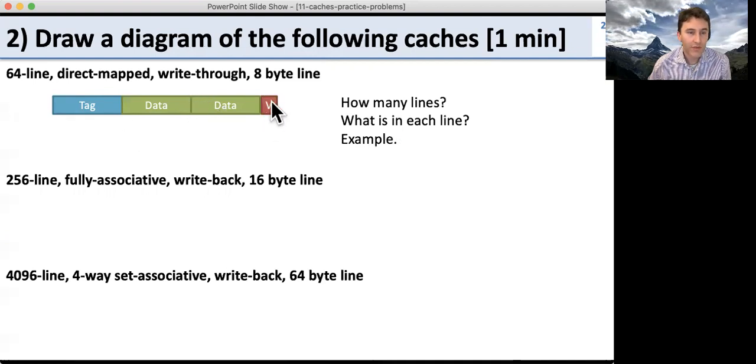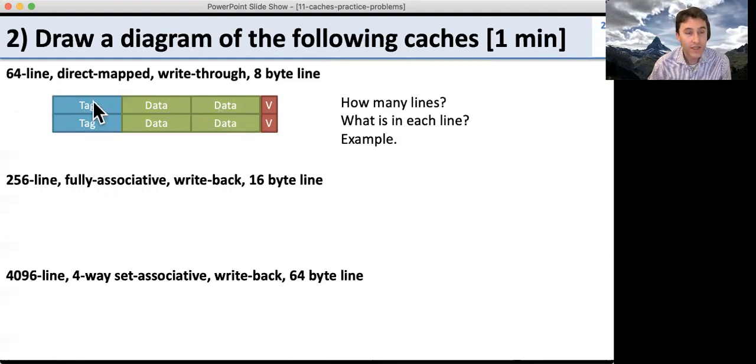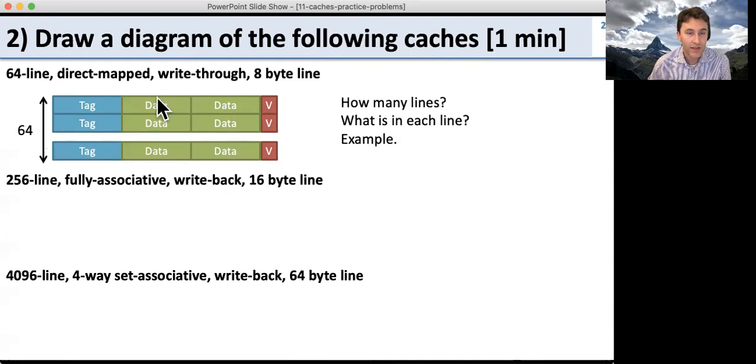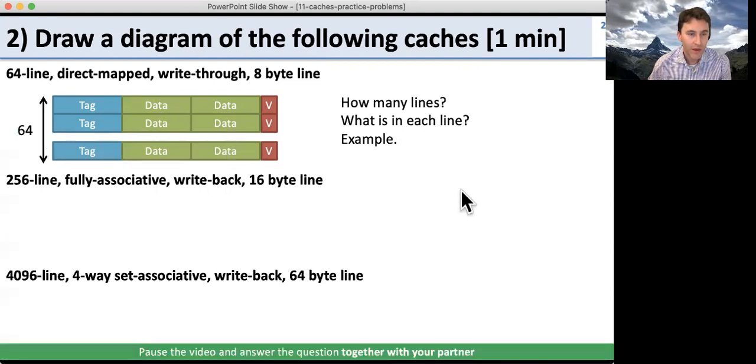We're also going to have a valid bit. The valid bit is going to tell us whether the data in here is correct or whether we can trust the data. And now it's a 64 line cache, so we're going to have 64 of these. Okay? So now it's your turn. Go ahead, pause the video and answer the next 2 together with your partner.